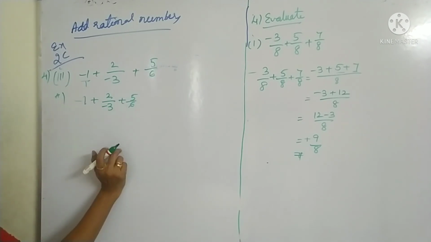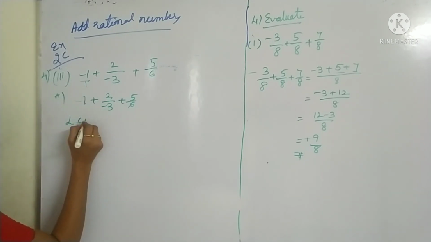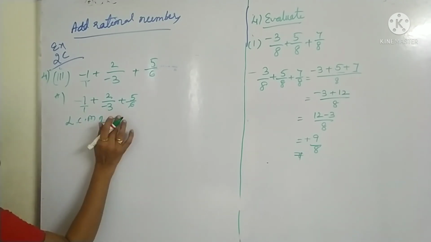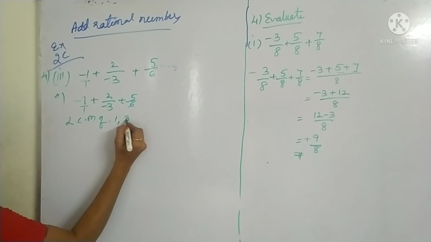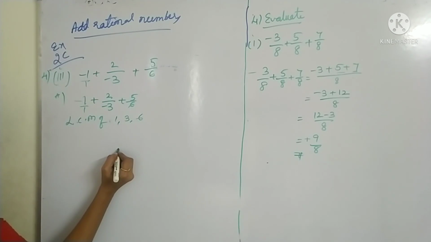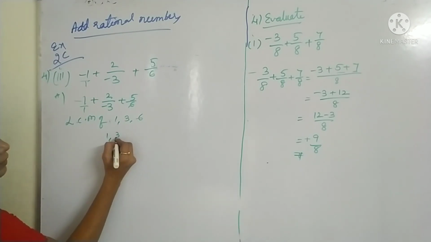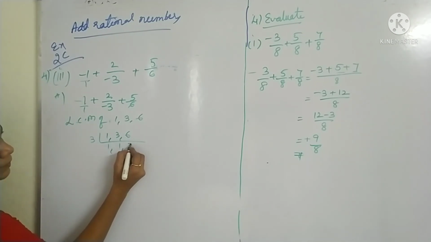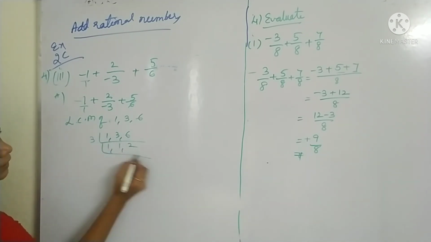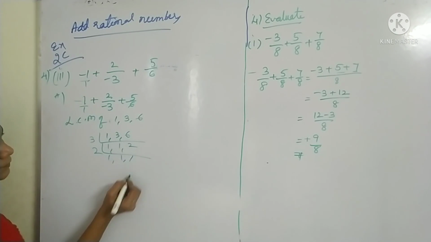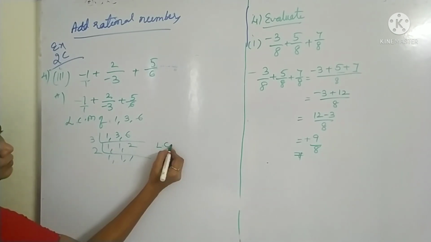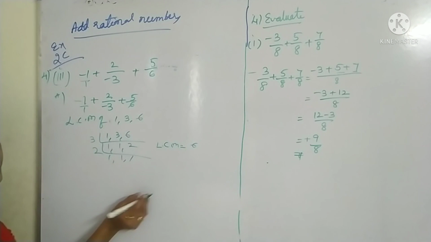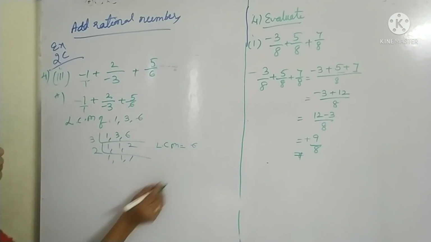First find out the LCM of the denominators. LCM of denominators 1, 3, 6. What is it now? 3 one time, 3 two times. Again with the 2, 1. 3 twos are 6. So LCM equals 6. Right? LCM equals 6.